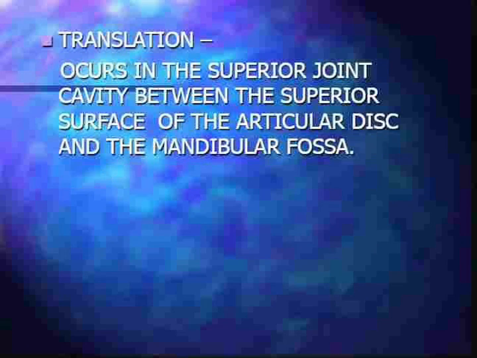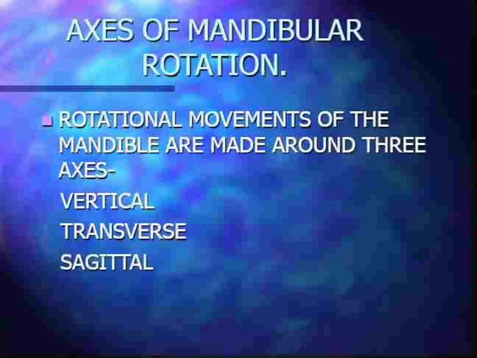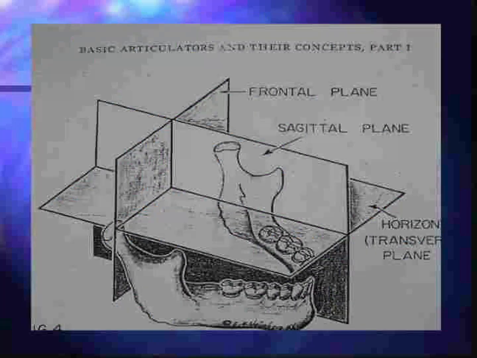Translation occurs in the superior joint cavity between the superior surface of the articular disc and the mandibular fossa. These are the three planes in which the mandible can rotate. And this picture shows the movements of the mandible in the frontal plane, sagittal plane and horizontal plane.